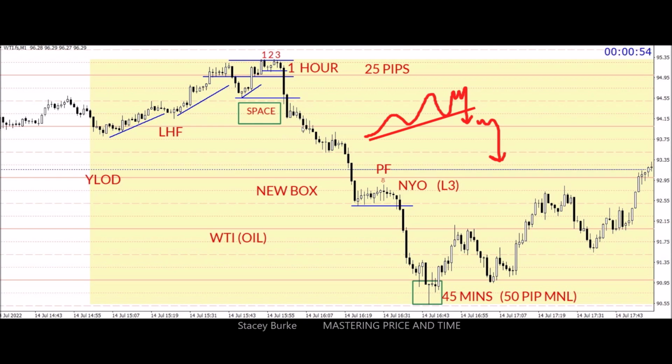Market continues to break down into a new 100 pip box, breaking down again, creeping back up into the third level, and breaking down again through into the next 100 pip box, breaks the previous day's low.